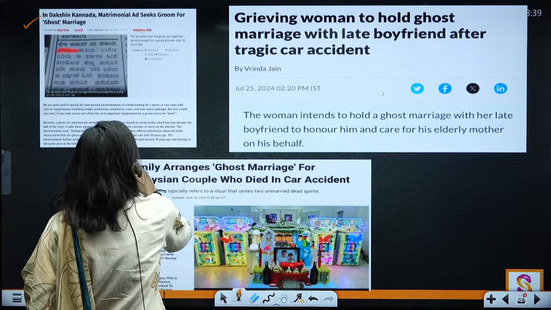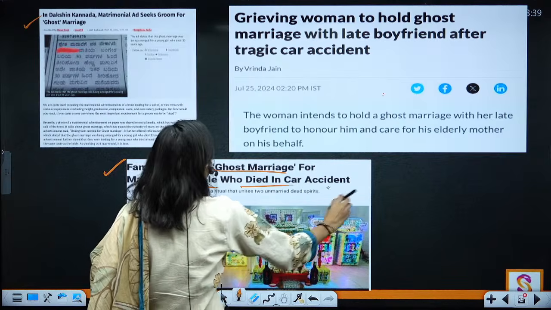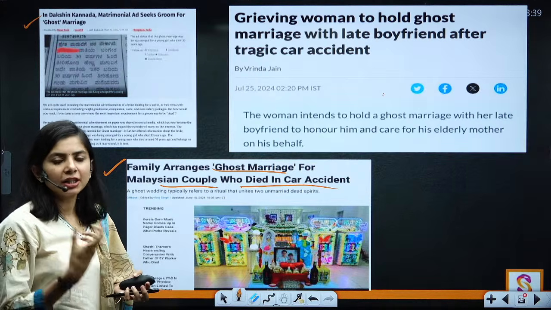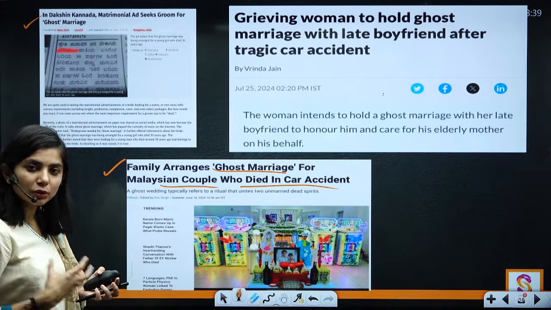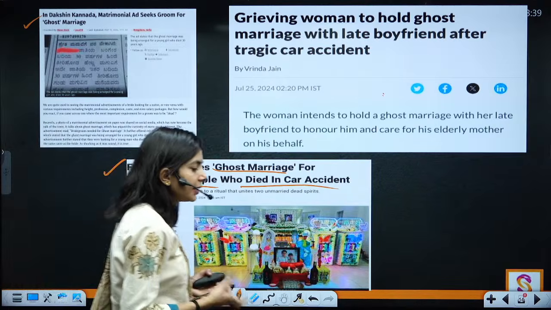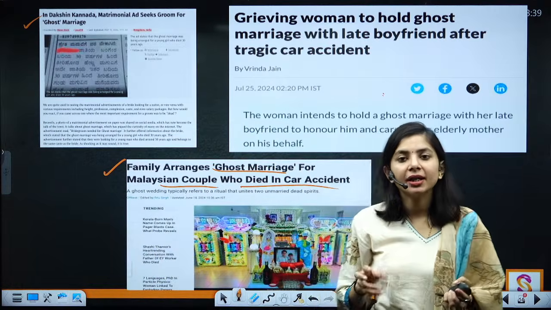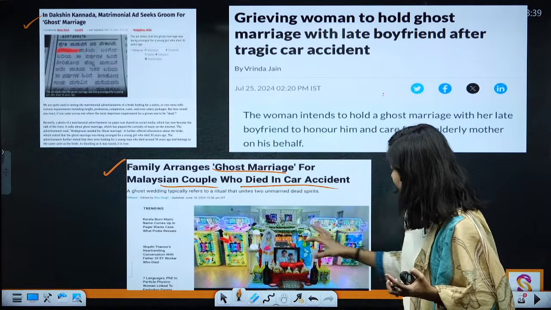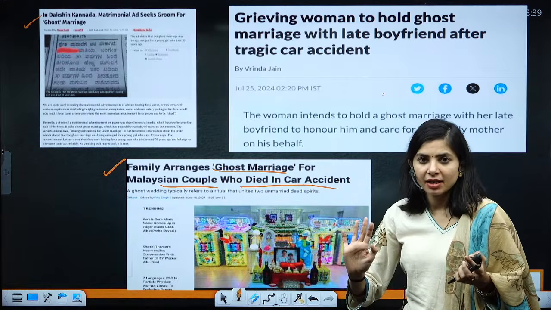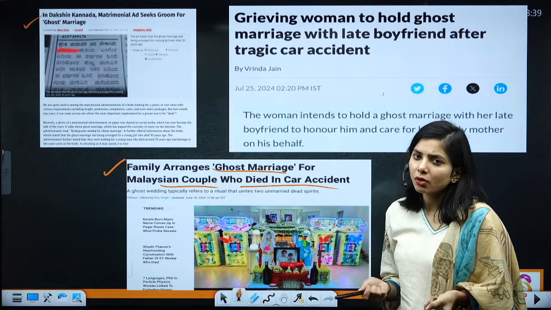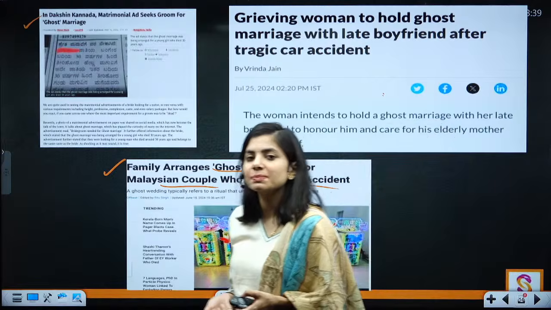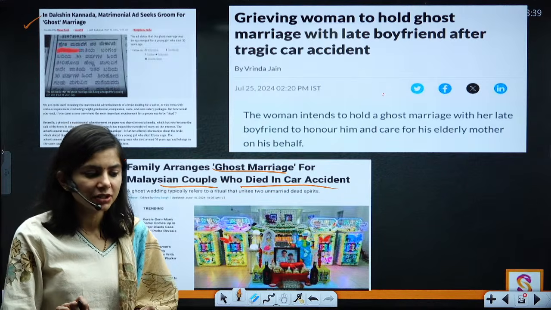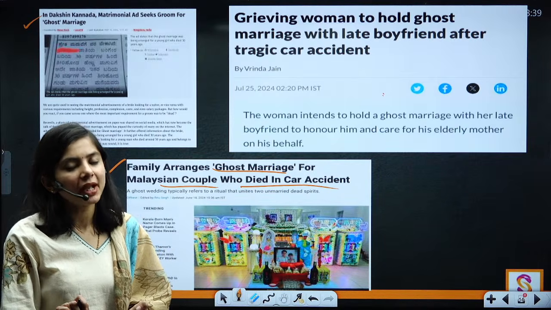Next part is the family arranged a ghost marriage for a Malaysian couple who died in a car accident. One Malaysian couple were having their pre-wedding shoot, and unfortunately during the shoot both died. But their family, on the same date, organized their wedding with their photos, representing the gifts and everything in the same way. Ghost marriage is practiced in so many different countries and cultures, but still it is not a type of actual marriage.